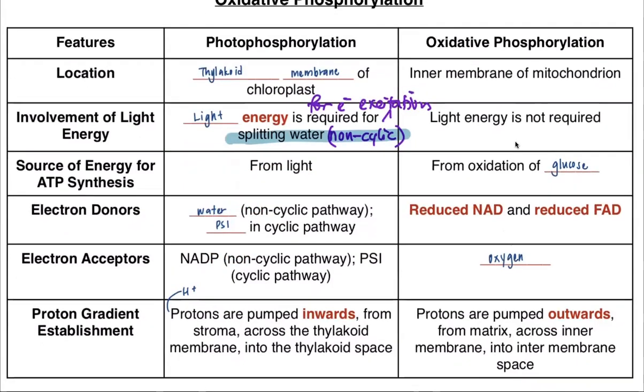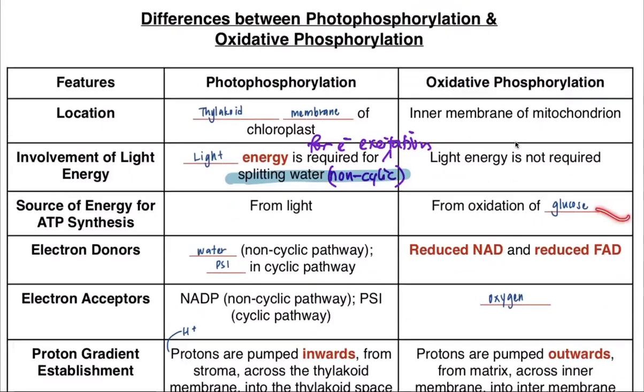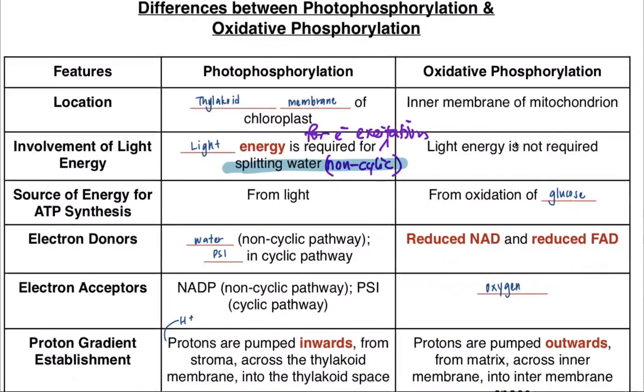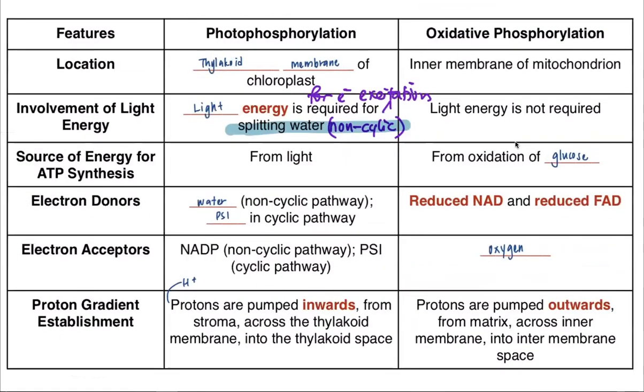In the case of oxidative phosphorylation, as we remember from respiration, it is reduced NAD that contributes H, which splits into electrons. So that is the electron donor in oxidative phosphorylation. The electron acceptor in the case of photophosphorylation is NADP for non-cyclic, and PS1 for cyclic. For oxidative phosphorylation, as we know, the final electron acceptor is oxygen.